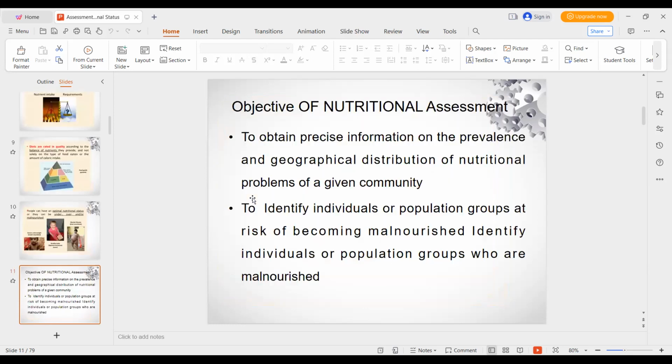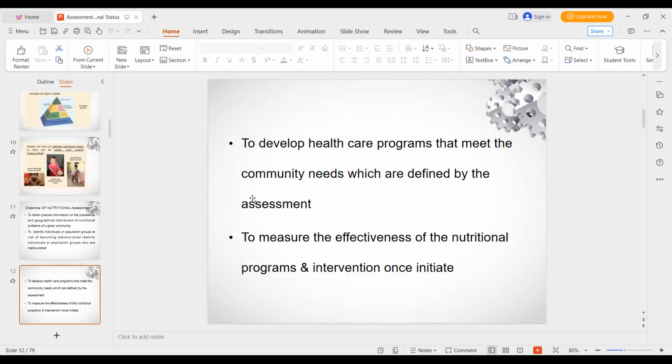Objectives of nutritional assessment: to obtain precise information on the prevalence and geographical distribution of nutritional problems of a given community, to identify individual or population groups at risk of becoming malnourished, to identify individual or population groups who are malnourished, to develop healthcare programs that meet the community needs which are defined by the assessment, and to measure the effectiveness of nutritional programs and interventions once initiated.